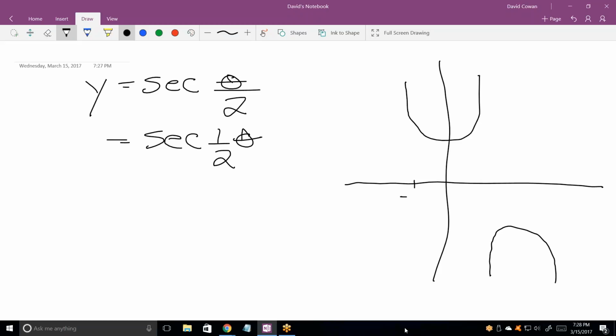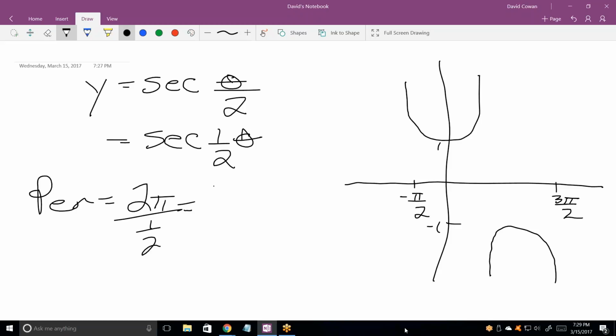That goes from minus pi over 2 to 3 pi over 2. Notice the period of the secant is still 2 pi. And this is -1, and that's +1. What is B here? B is 1/2. The period is 2 pi divided by B, so the period becomes 4 pi.